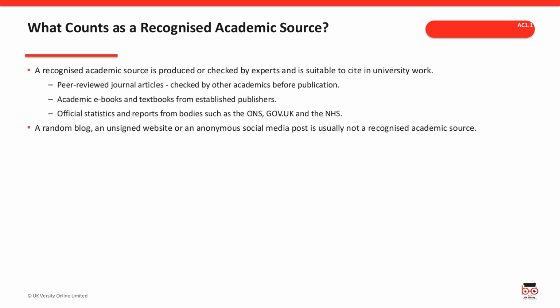Broadly, it's material produced or checked by experts, like a peer-reviewed journal article, an academic e-book from an established publisher, or official statistics from bodies such as the ONS or gov.uk. A random blog post or an anonymous social media comment usually doesn't make the cut. For example, an NHS report on stress is citable, but a stranger's opinion thread about it is not.